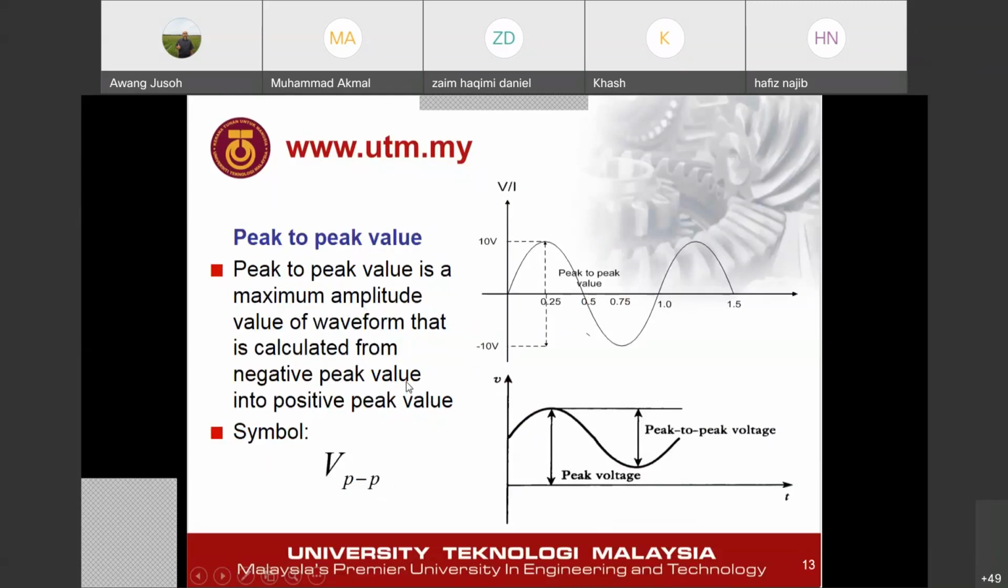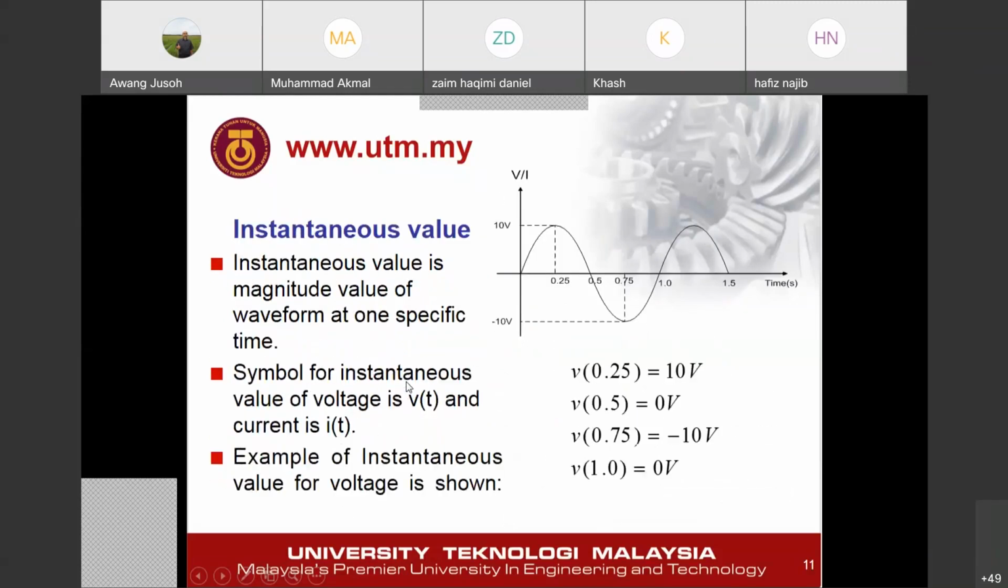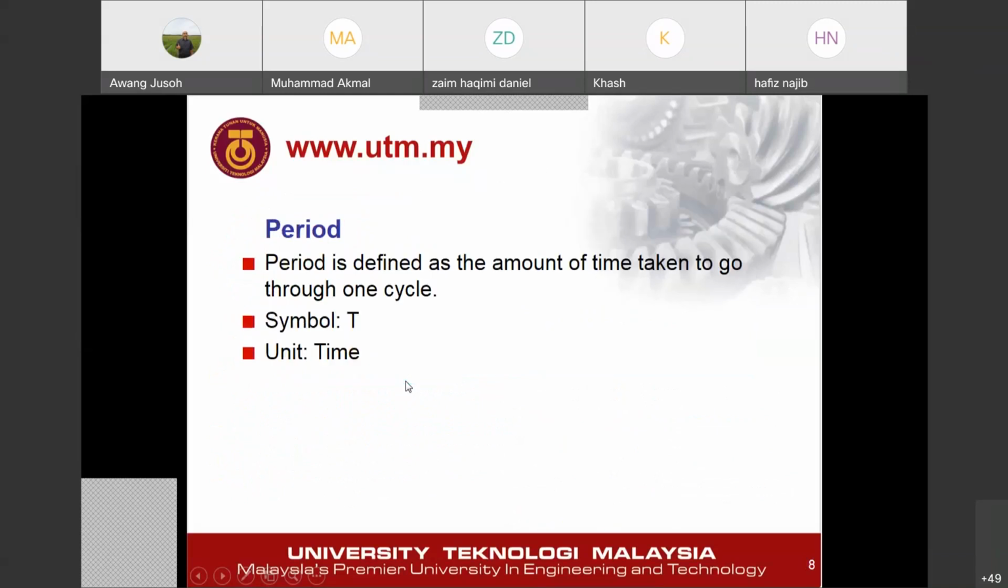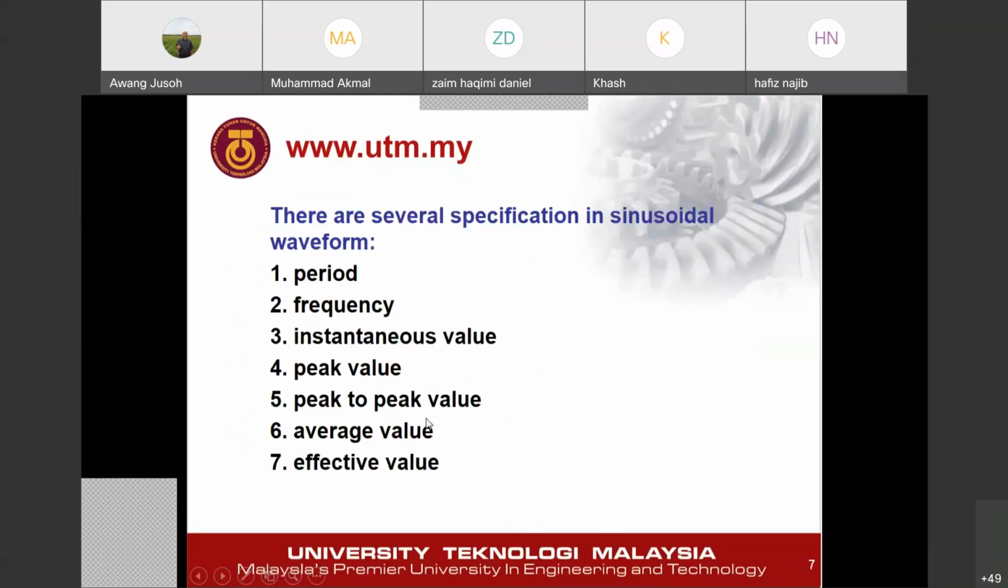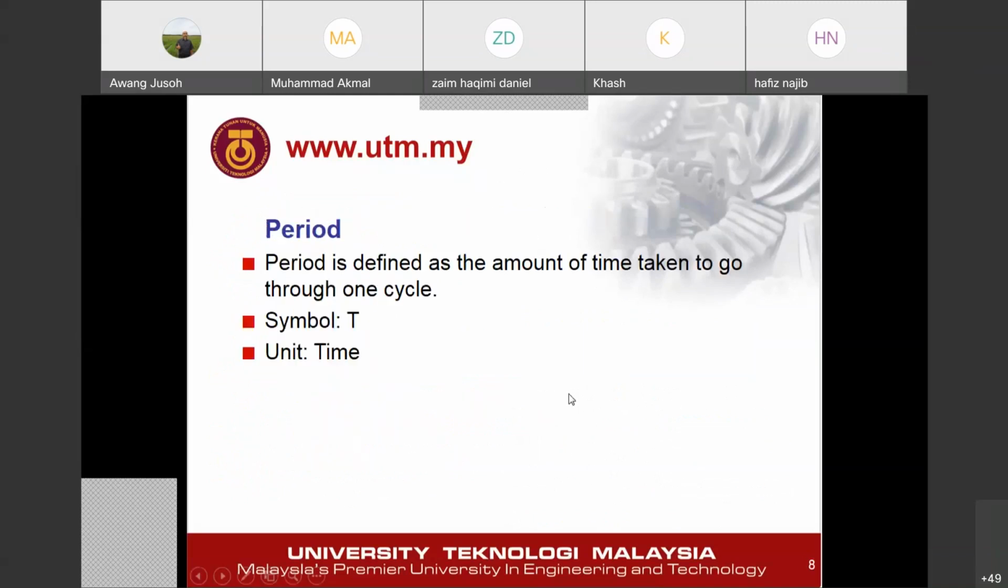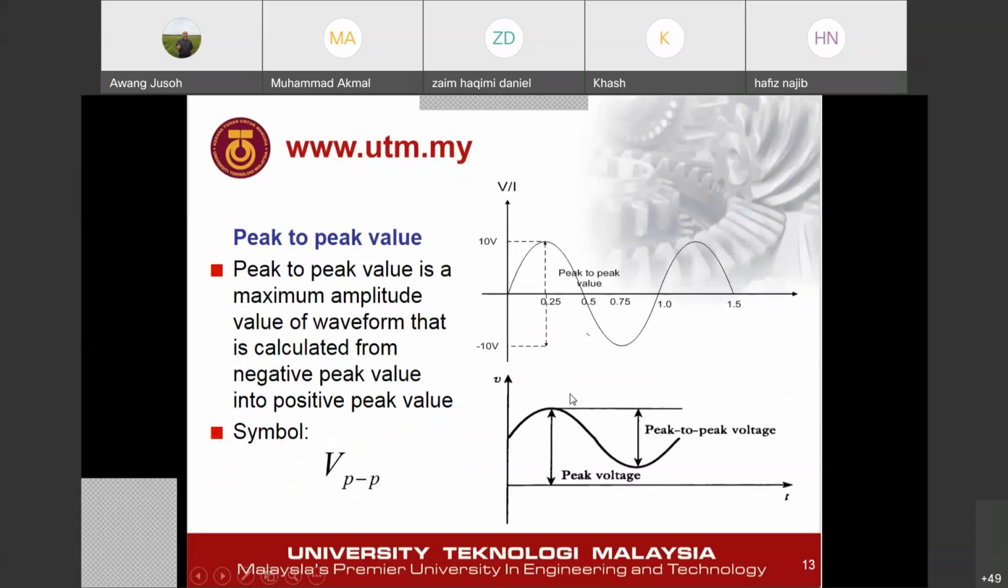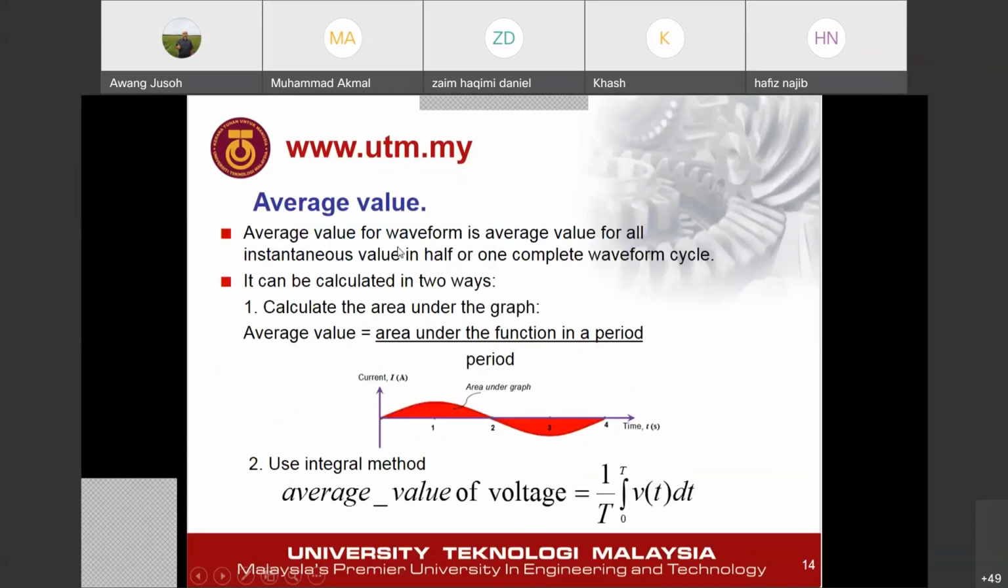Okay, the other important parameter for AC is the average value, or sometimes we call it the DC value. You have an AC circuit, but sometimes they ask you to find the DC value, the average value, for that particular circuit. What is the DC value for this? Average value for a waveform is the average of all instantaneous values in half or one complete cycle.